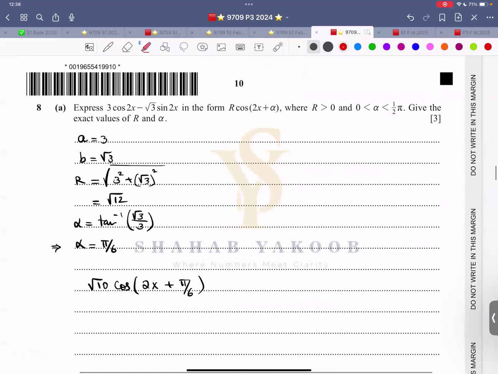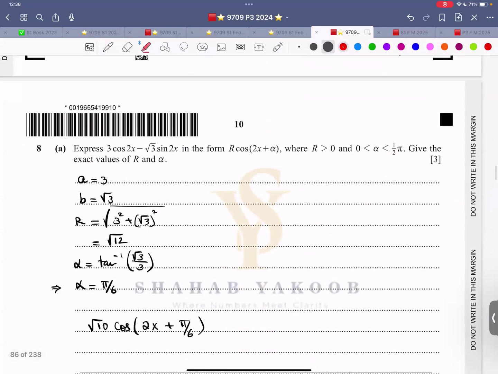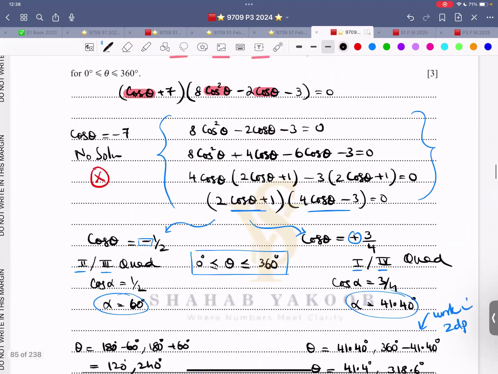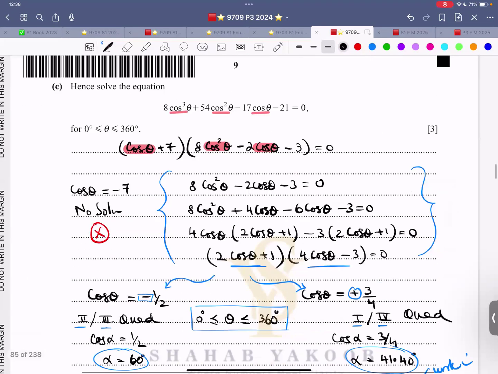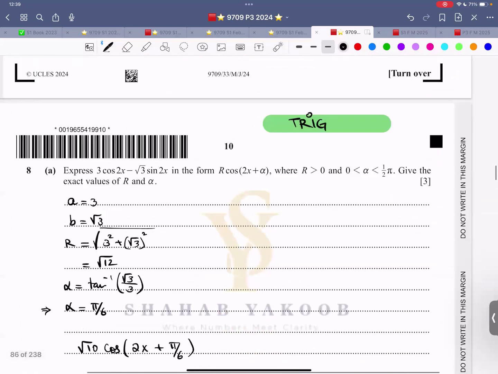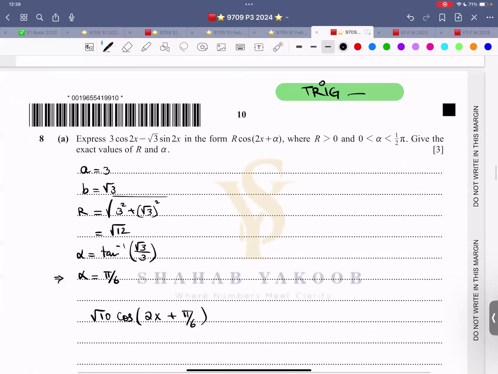Question number 8. I think there is a lot of trigonometry in this particular paper, and sometimes this happens. So now, more trigonometry. This one was a trig equation based upon algebra. This is a trig equation based upon compound angle. Let's see, what are they asking? Are they asking for compound angle? Are they asking for something else? We will soon find out.